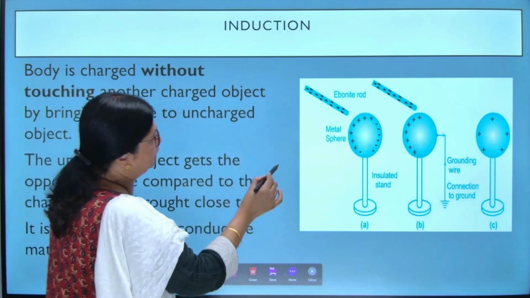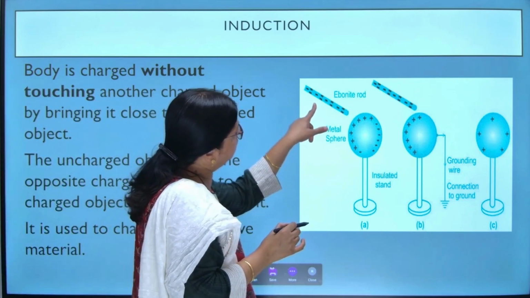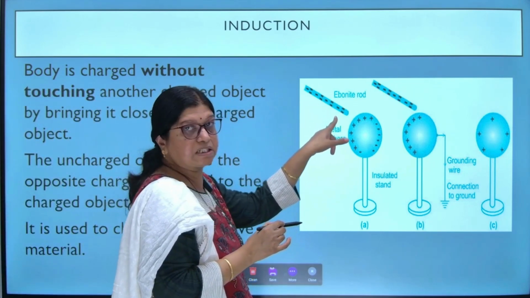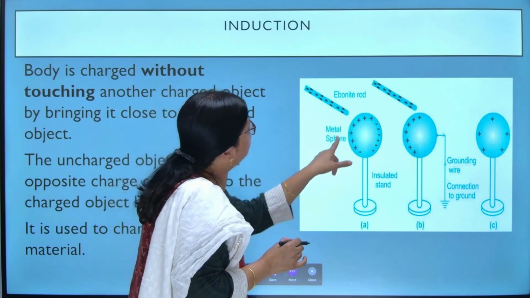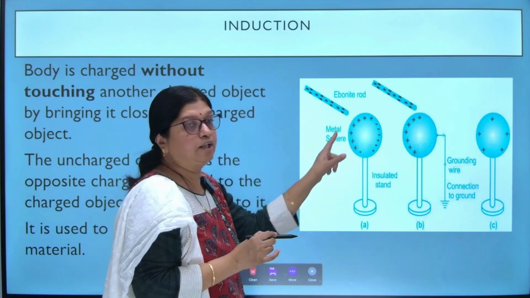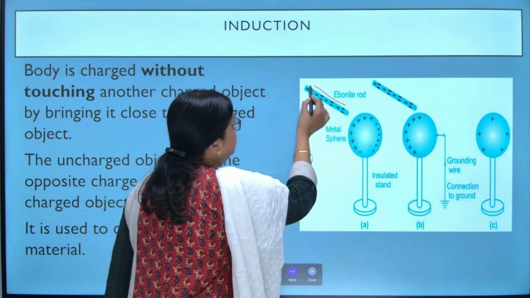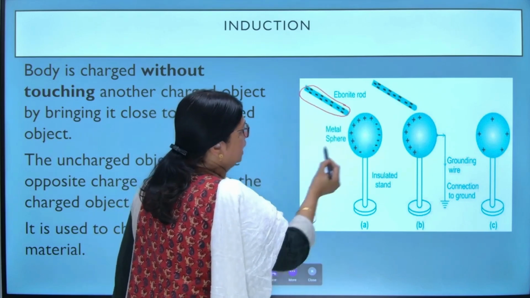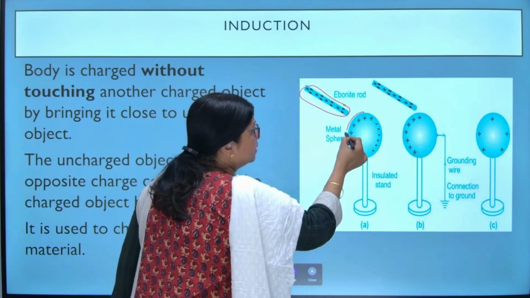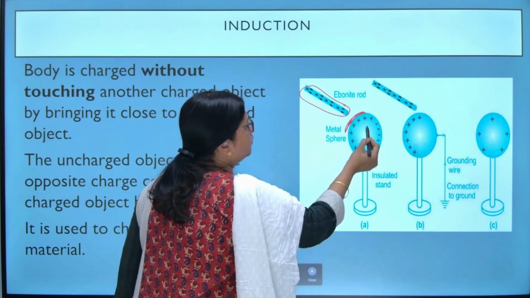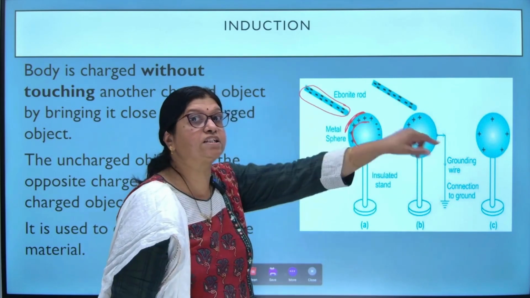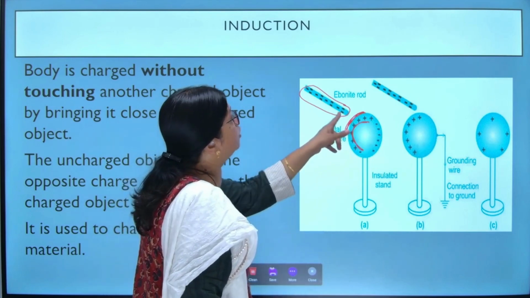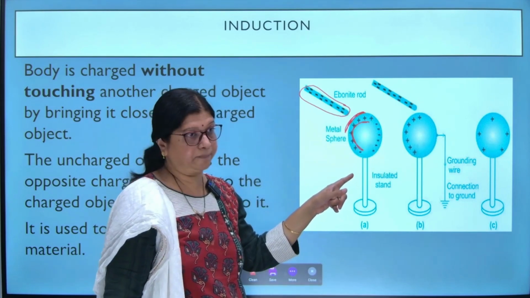Go to the example. Here I have a negatively charged ebonite rod. I have placed it very close to a metal sphere. You can see that if this is negatively charged, the surface near the ebonite rod will get a positive charge, the opposite charge, because we are not touching these two bodies.